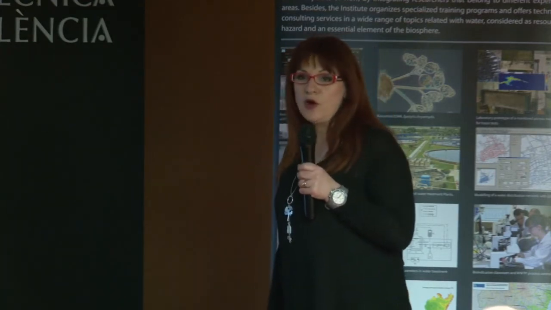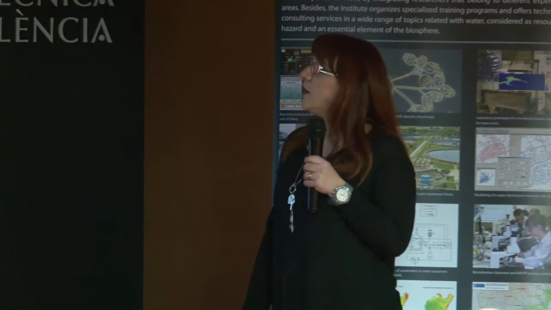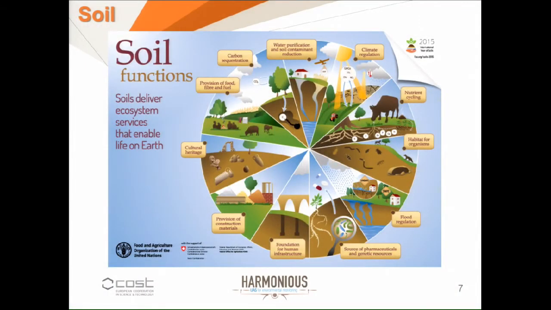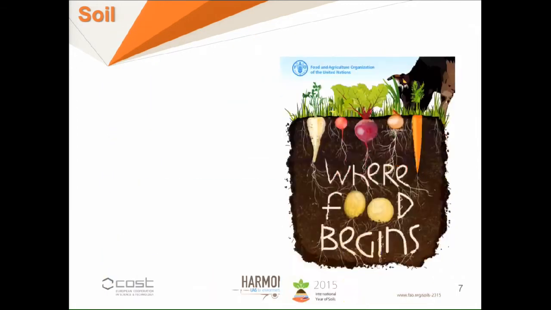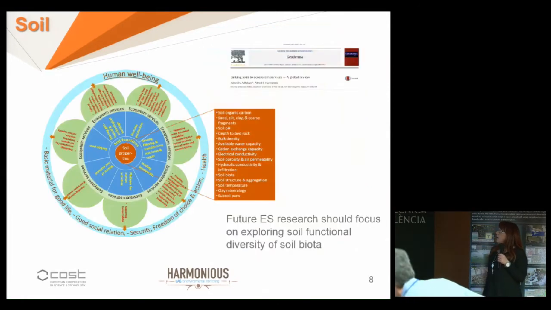So, as you probably know, below ground soil is important because it provides a lot of functions. It provides a function of carbon sequestration, climate regulation, nutrient cycling, and so on. And it enables us to live on Earth. And we have to remember that soil is where food grows. So this is an important reason. In a recent review, soil has been placed in the center of almost every ecosystem service. And this review highlights the need that new research should focus on soil functional capacity of organisms living in the soil.